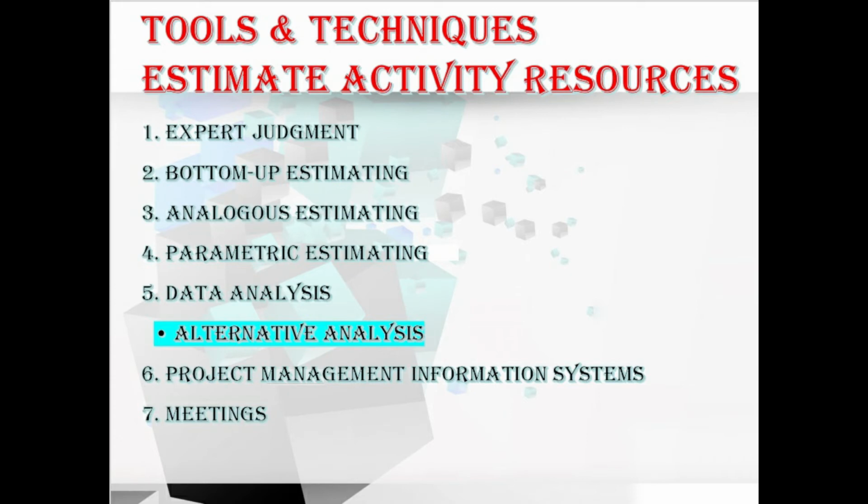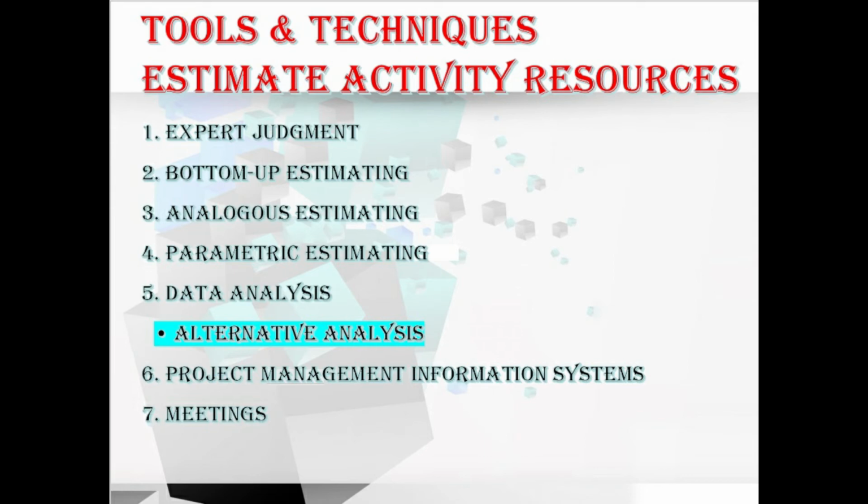Moving to the parametric estimating. Parametric estimating uses an algorithm or a statistical relationship between the historical data and other variables to calculate the resource quantities needed for an activity that's based on the historical data and the project parameters. Hope you understood about the estimating technique of this process.